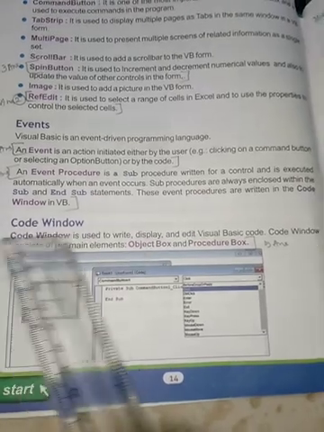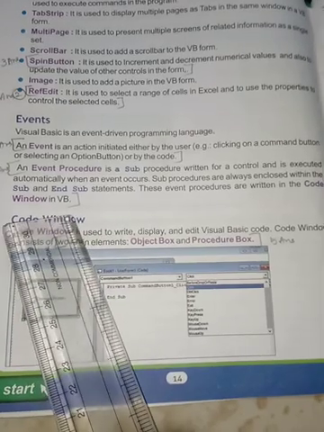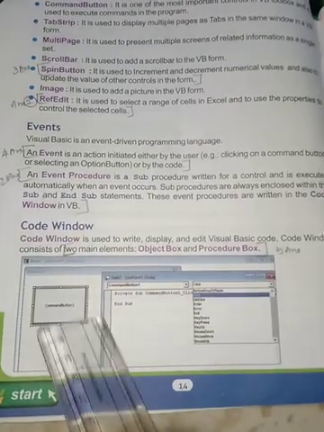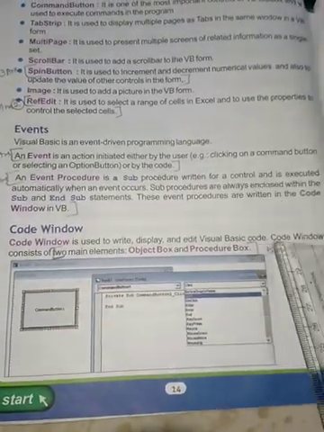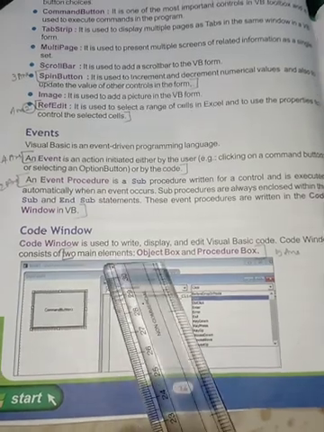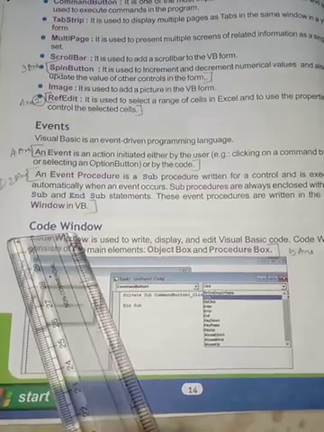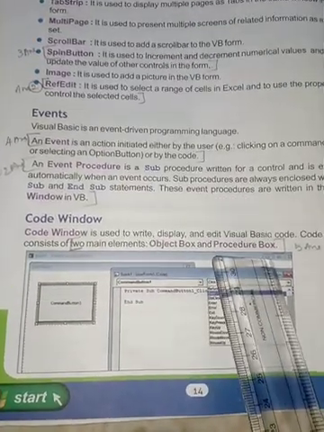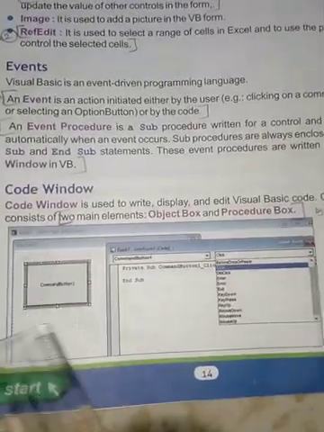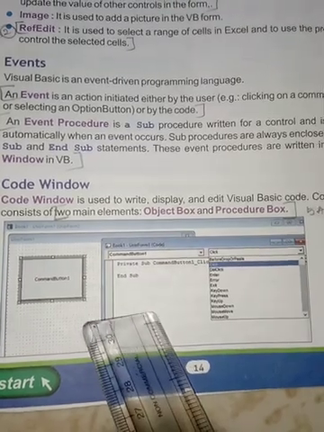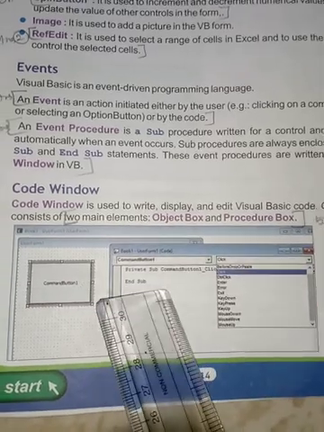Code window. Code window is used to write, display and edit Visual Basic code. So in this window, you write the code, that is your programs, and it will display and you can edit the code. Code window consists of two main elements, object box and a procedure box. Very important students, the main elements of code window: object box and procedure box. So here you can see, this is the code window where you write the code and it will display and you can edit the code.